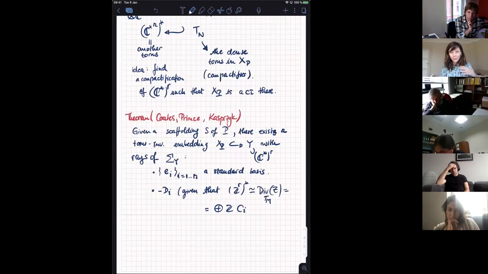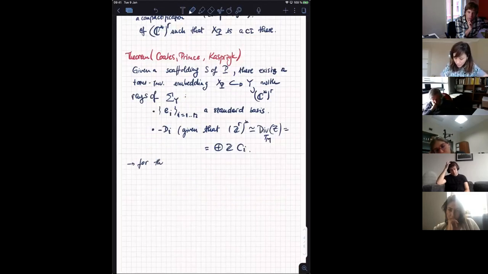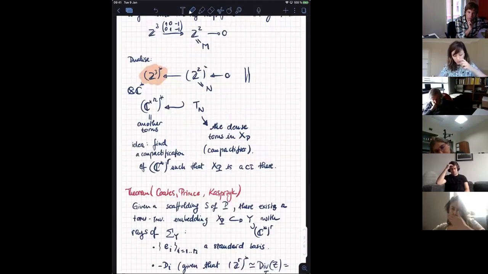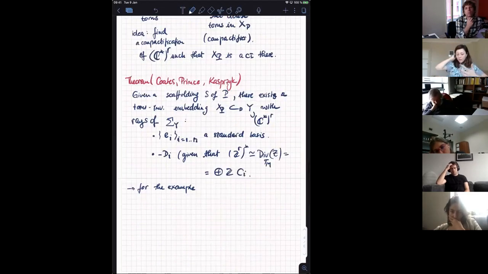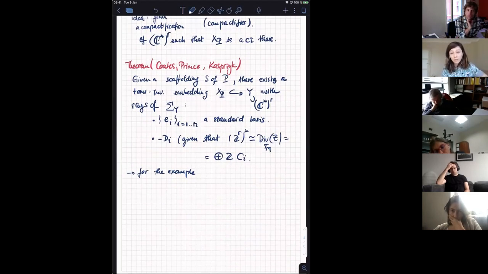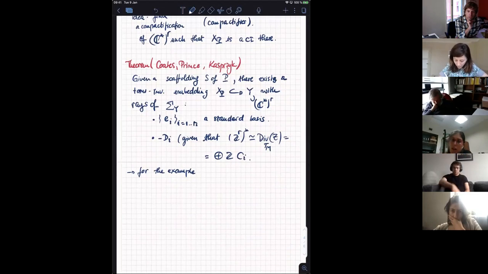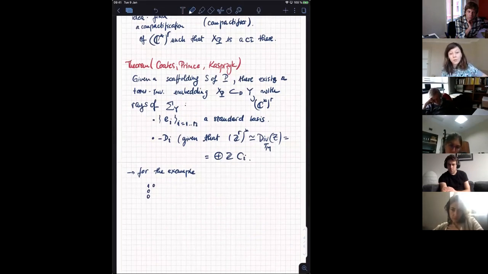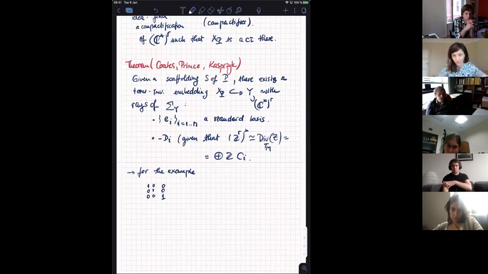Let's see how this theorem applies to the example that we started with. So for the example, you might remember who D1 and D2 were. D1 was C1 plus C2, D2 was C3. So who are the rays of the ambient space that I'm building? I have a standard basis of Z3. By the way, we are embedding our surface into a threefold. (1, 0, 0), (0, 1, 0), (0, 0, 1). I took the standard basis. And now I have to see what happens to two more rays that each correspond to the D_i that I chose. So minus D1 is going to be (-1, -1, 0). And the other one is going to be (0, 0, -1). Those are the rays of sigma Y in this case.